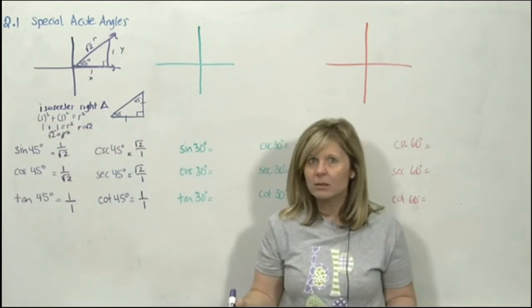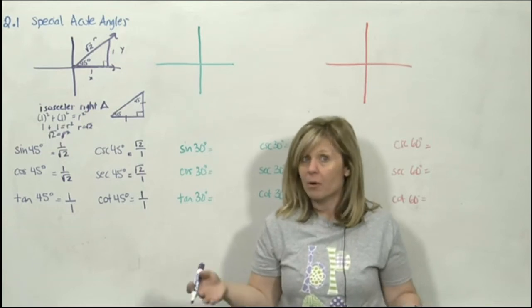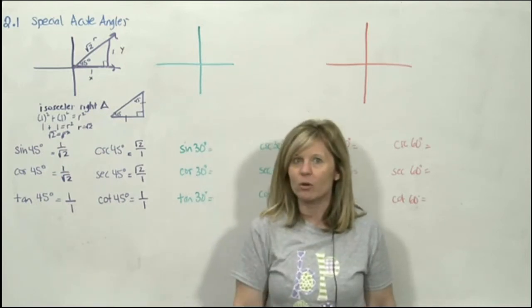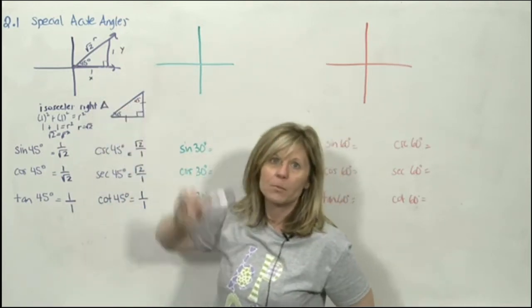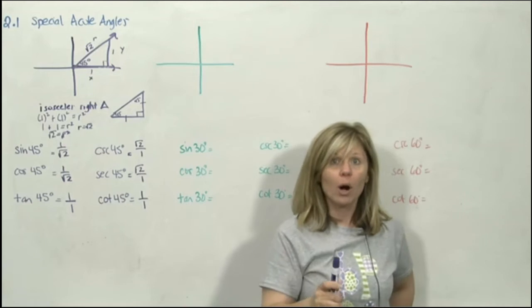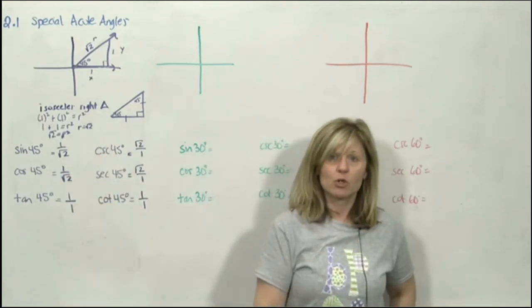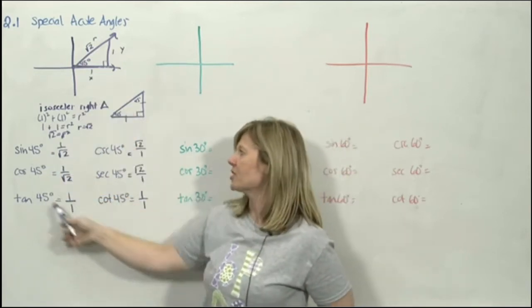Was that hard? No, not at all. The problem is, for you to give me the 6 trig function values of 45 degrees, you have to memorize that picture. You have to know that triangle by heart. Or, option 2 is, you memorize these 6 answers. So it's your choice. You either memorize a picture or 6 answers.